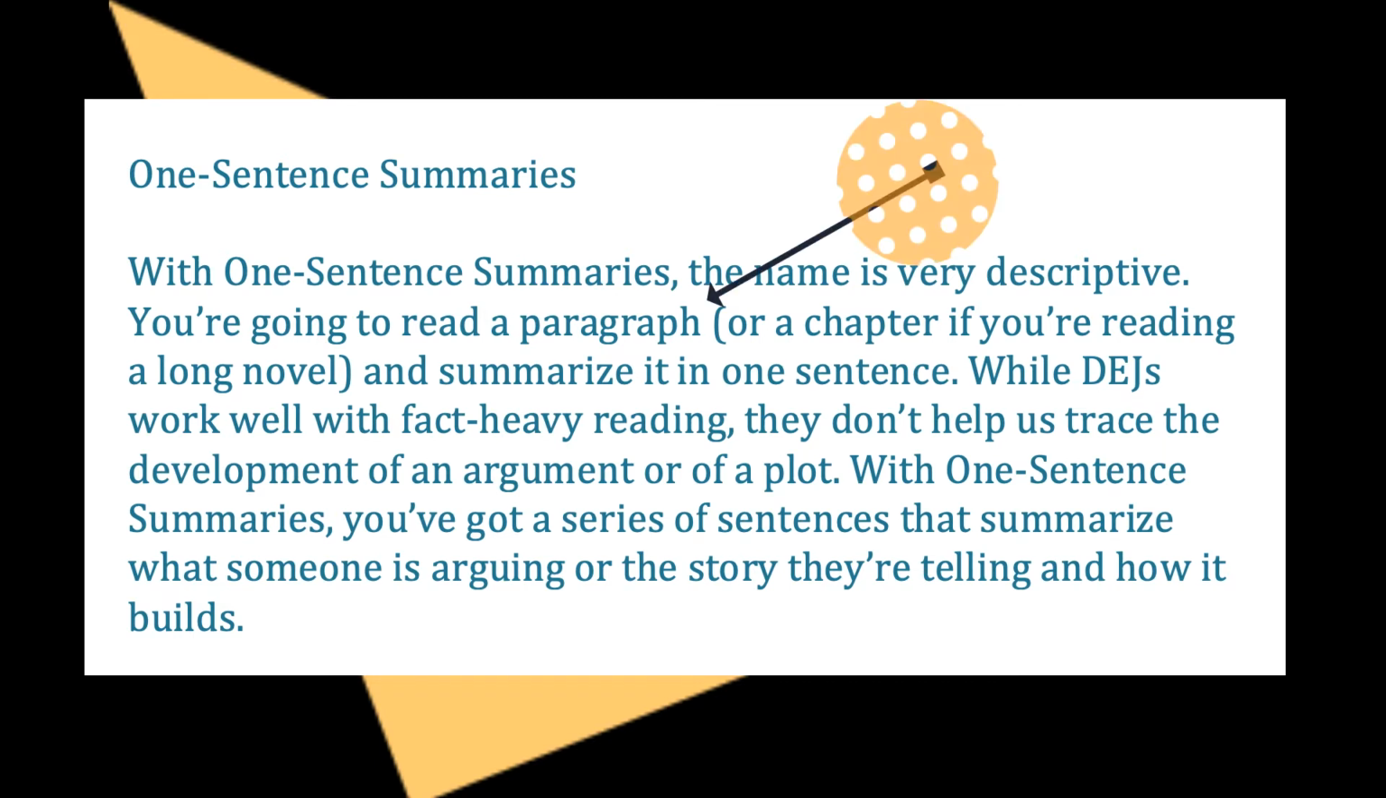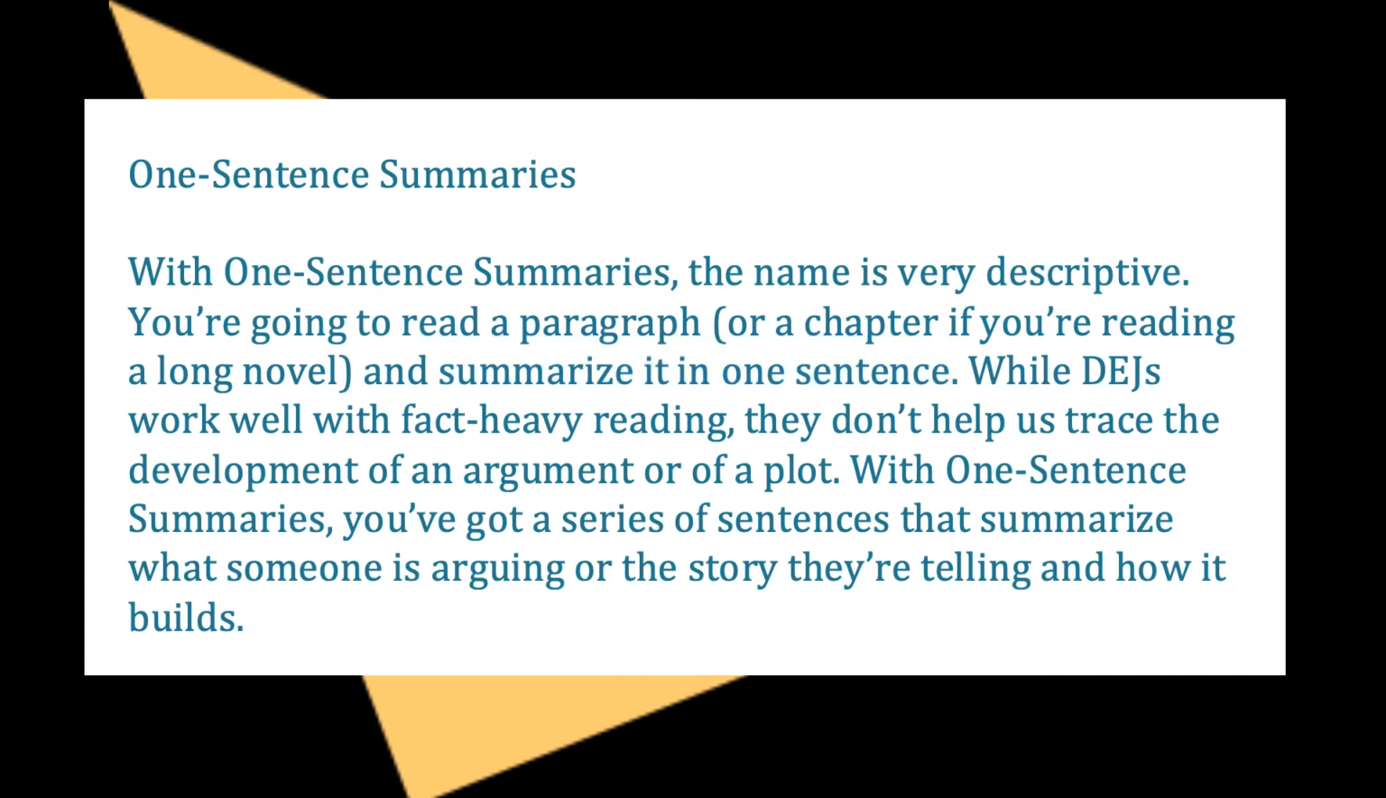You're going to go through whatever you're reading and take it one paragraph or maybe one chapter, or if it's a play, you might go one scene at a time. You read that paragraph or that chapter and you summarize it in one sentence. What is the main thing that happens in that? If you're reading a novel and you want to be able to trace the plot, what's the main thing that happens in that chapter or that paragraph?